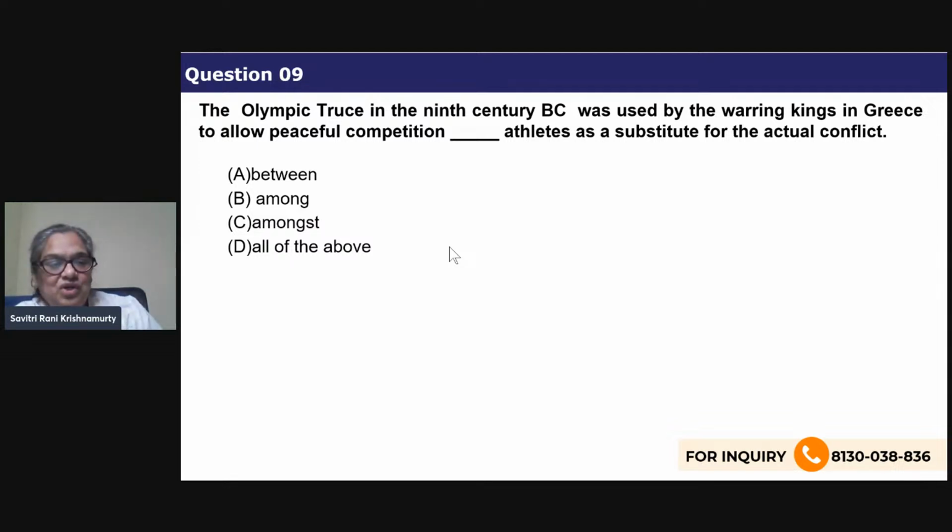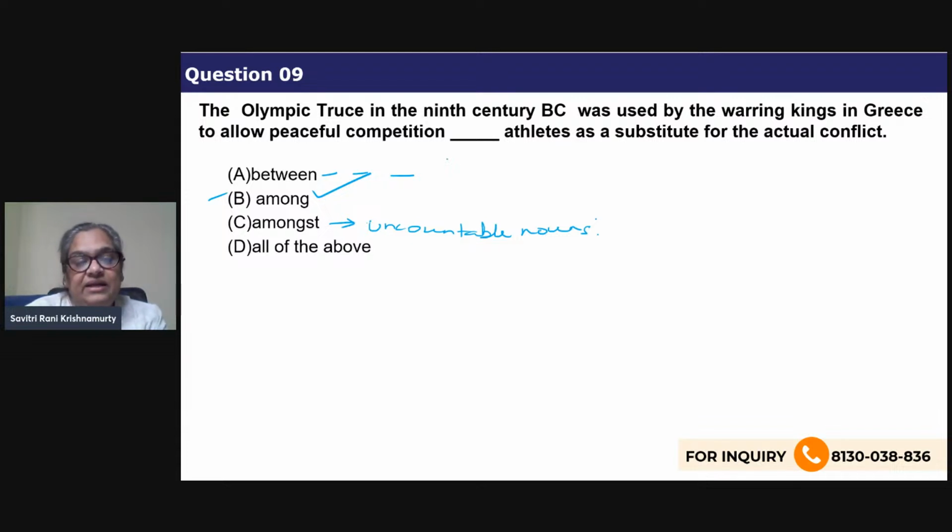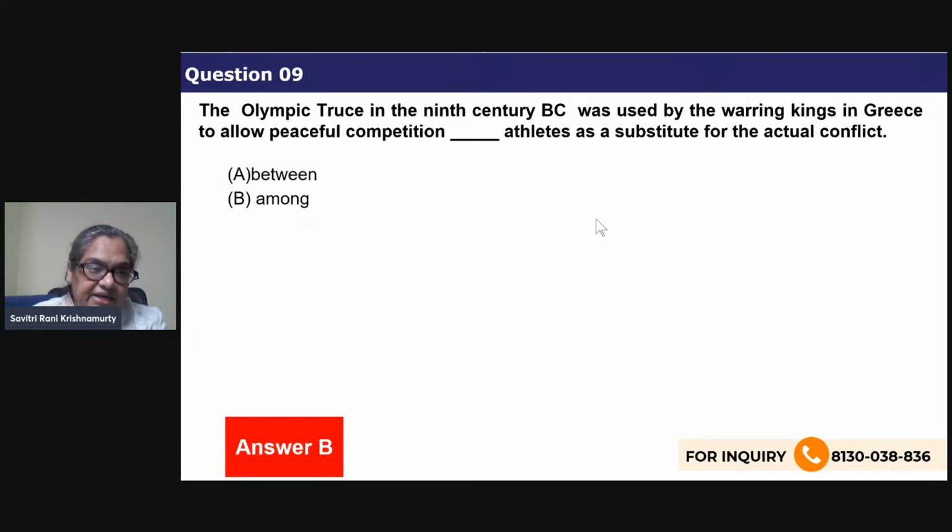All right. Between is for two people or when the division is two. The mother divided the cake between her two children, among all her children. Among and amongst is Old English. And if you have to use among, use it with uncountable nouns, if at all, means words which express a quantity rather than a number. But avoid using among, between is the better word. Okay. Next. So here B is the correct answer.